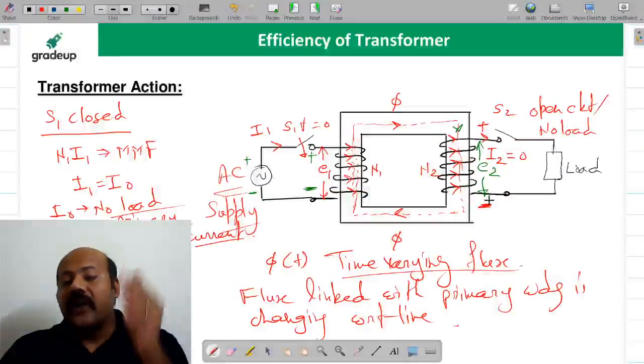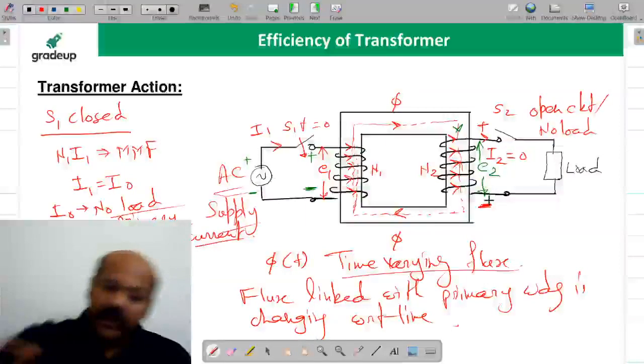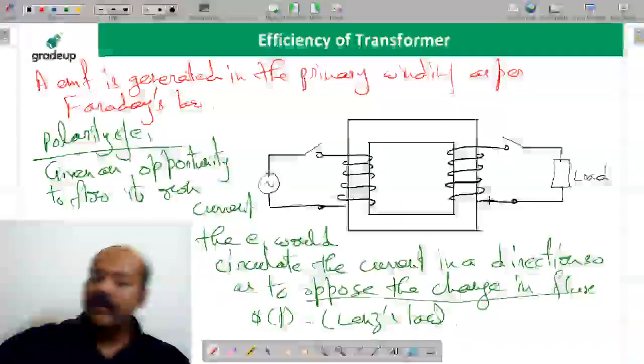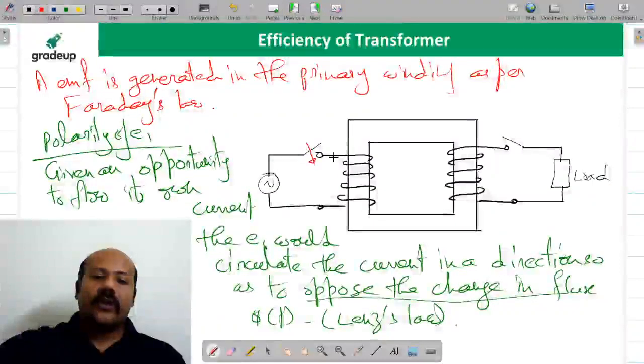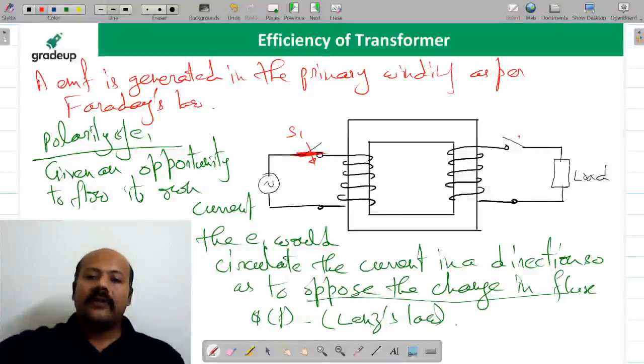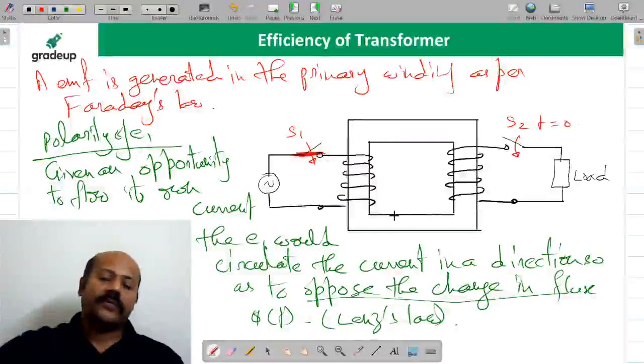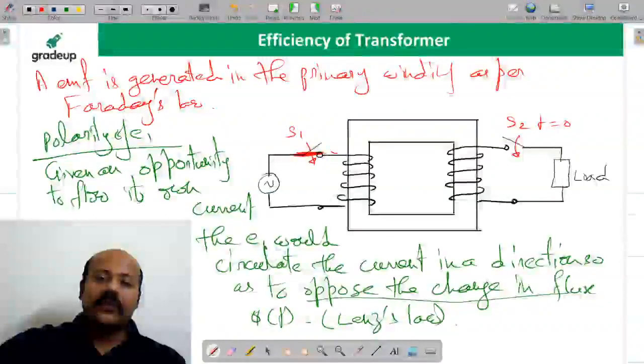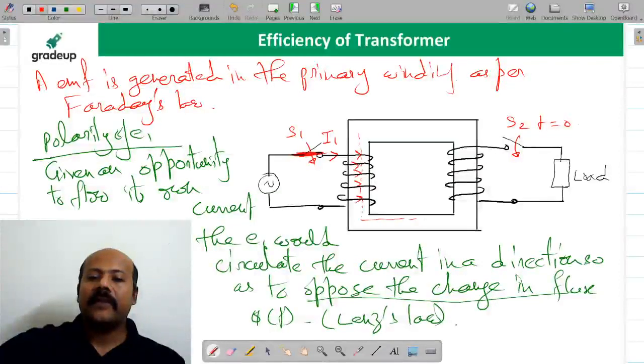Now, transformer action, the actual reality is going to come. Now, please try to understand what is going to happen. Suppose this switch is already closed. This S1 switch is already closed condition. Now, suppose you close this secondary side switch at t is equal to 0. What is going to happen? Please listen to me. This is very important. When this switch was closed, the current in the primary winding was like this. And because of this current, there was MMF because of the current in the primary winding. And it is going to set up a flux like this.